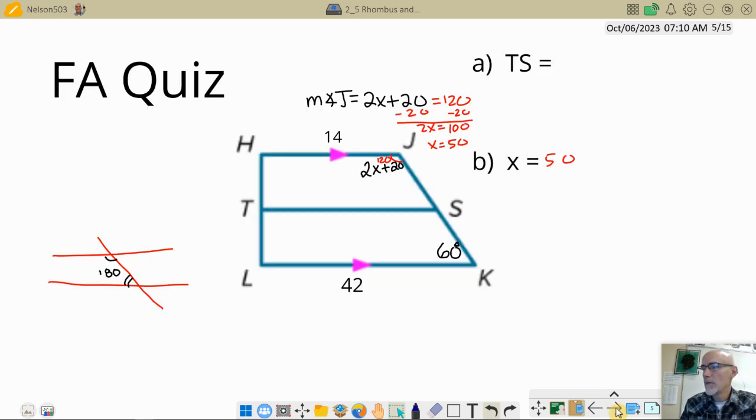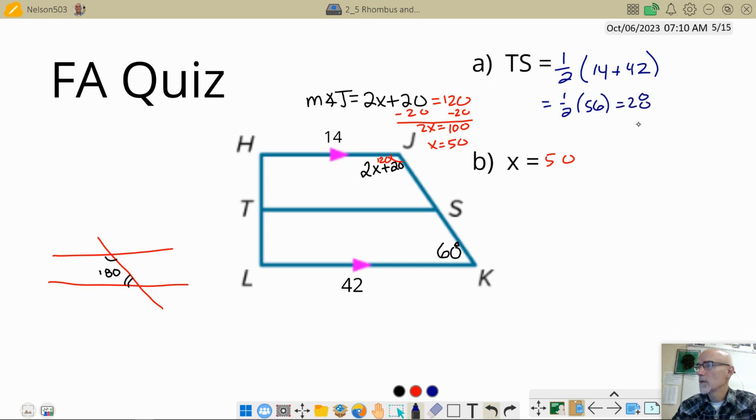Okay, make sure we have everything taken care of in the quiz. So I was just saying that the mid segment is half of the two bases added together, right? So we go one-half of 14 plus 42. Those two add up to be 56, right? Half of 56 is 28. So this mid segment must be 28 long, right? All right. I hope I'm making that clear.